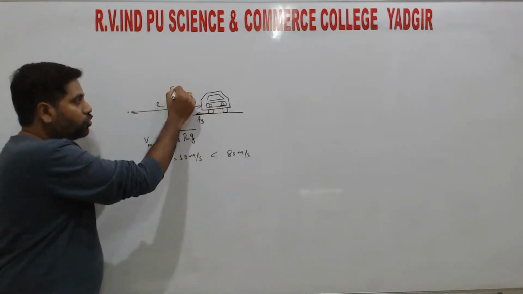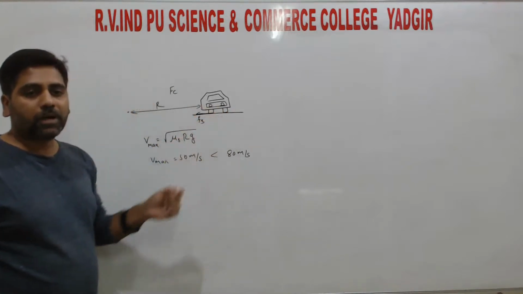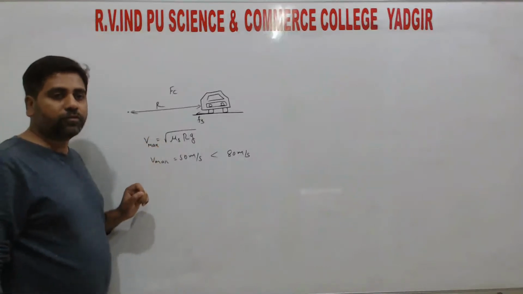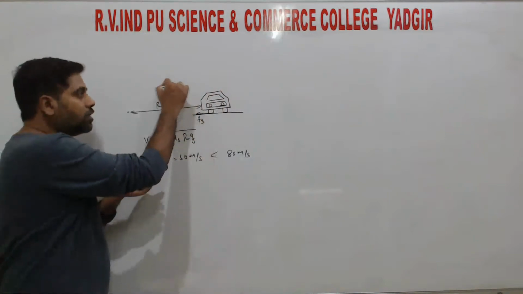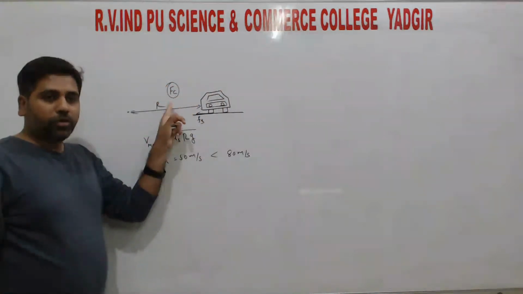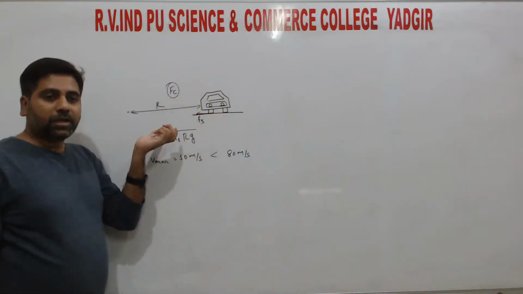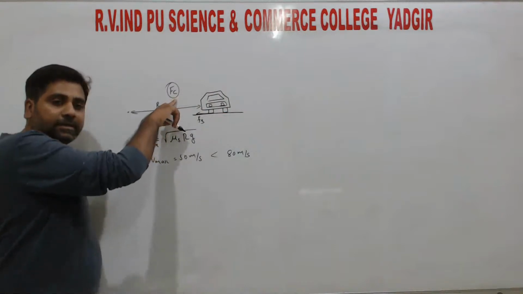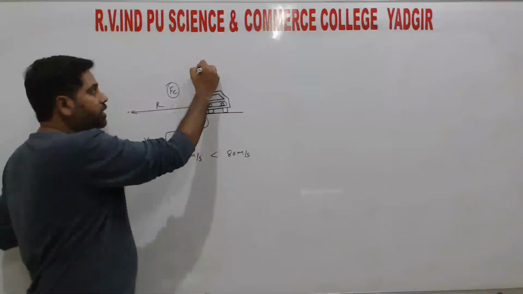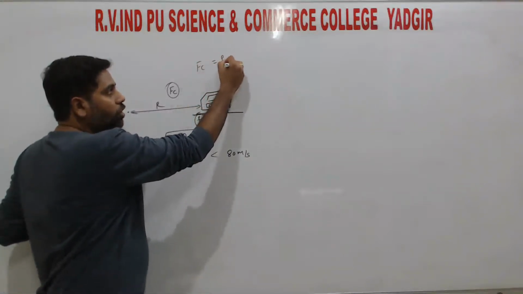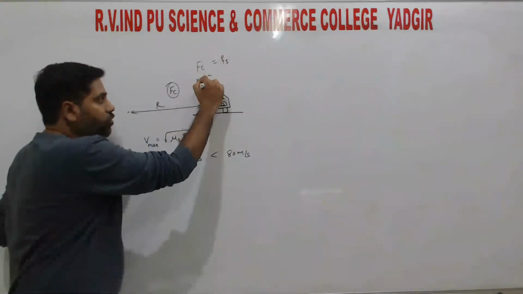So here we have the force. In the previous class we discussed that if an object is moving in a circular path, there is a force required for that object to move in the circular path, and that force is the frictional force. Due to this, the necessary centripetal force is provided by the frictional force, so we take Fc equals Fs. We know Fc equals m v square divided by r.